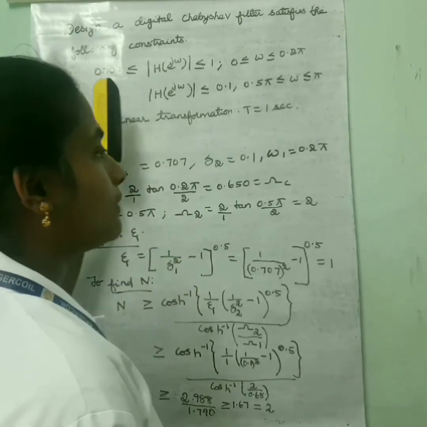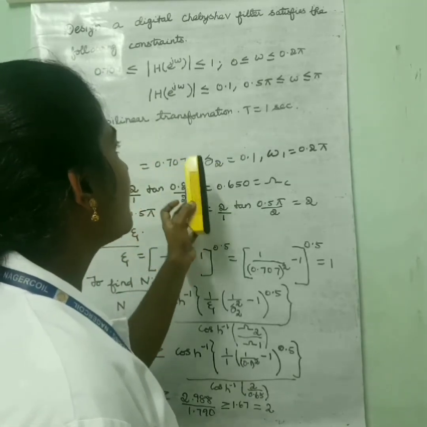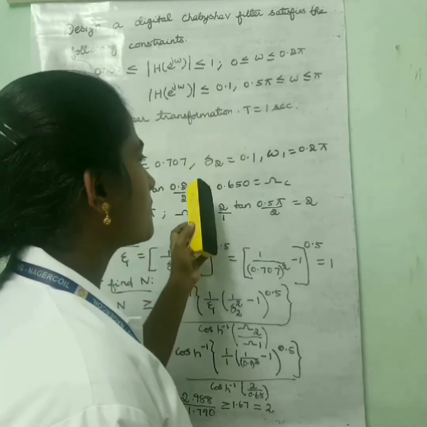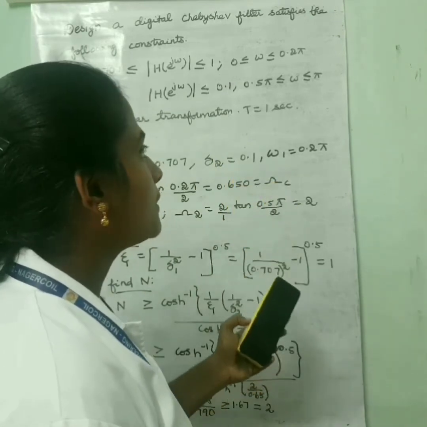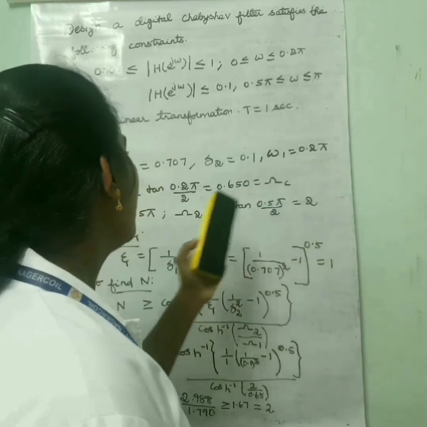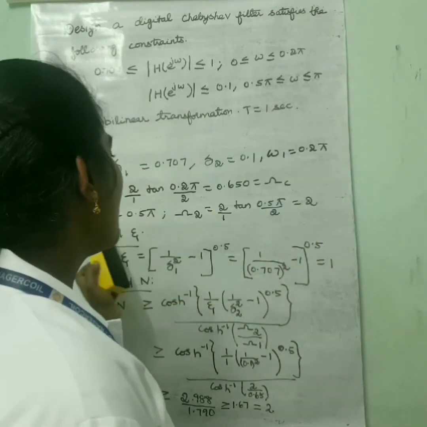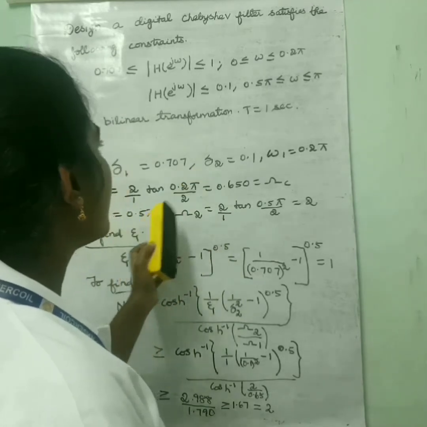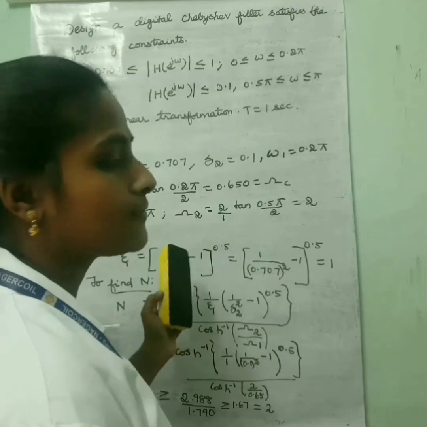In the place of del 1, we have 0.707, and in the place of del 2 we have 0.1. So del 2 is equal to 0.1, and in the place of omega 1 we have 0.2 pi, and in the place of omega 2 we have 0.5 pi. We have to find omega 1 and omega 2. Here we have to use bilinear transformation.